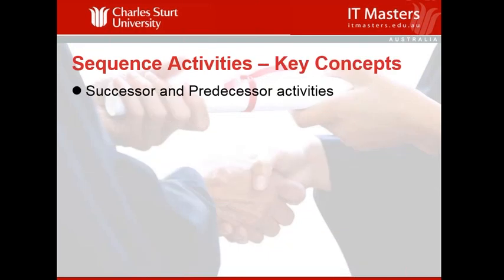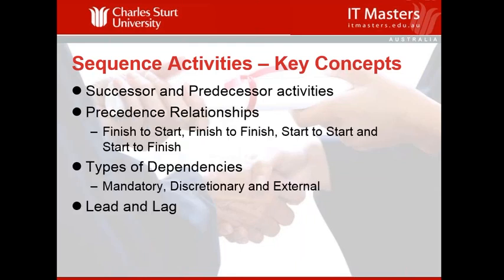So sequence activities, the first thing we need to think about is the predecessor and successor activities. Which comes first and which comes second? And we link those two activities together in a way that we recognize which is the successor and which is the predecessor. We have various relationships. Can we start this particular activity before we finish the previous one, or do we have to finish the previous one before we start the next one?